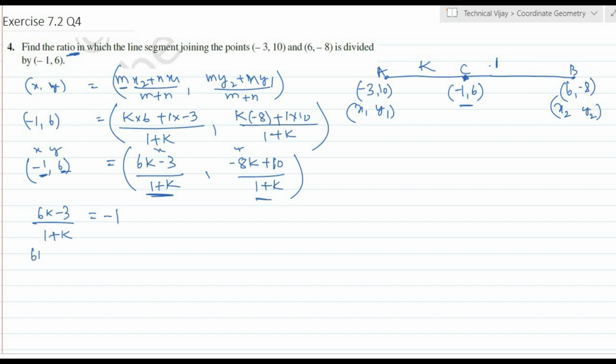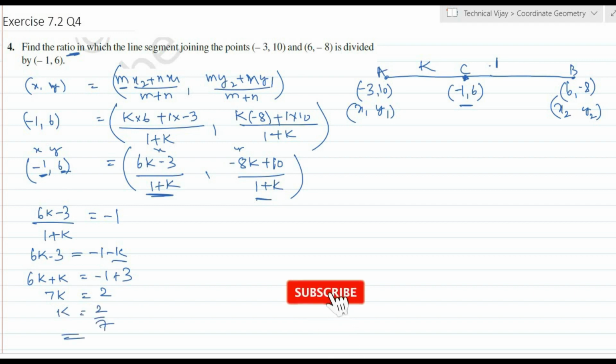Okay. So 6k - 3 is equal to -1 - k. So this -k we will take to the LHS. 6k + k is equal to -1 + 3. Okay, 7k is equal to 2. k is equal to 2 by 7.